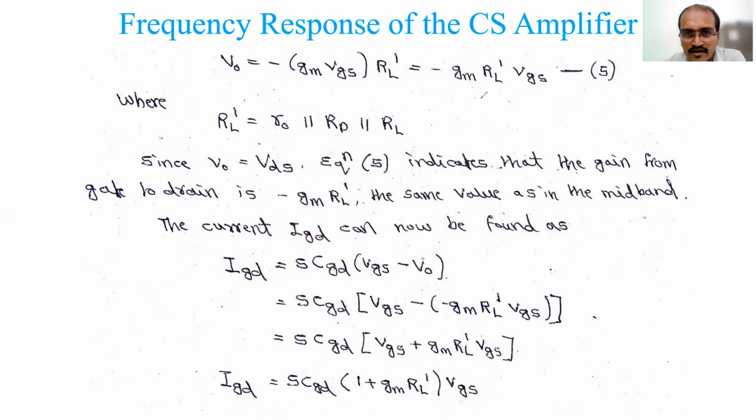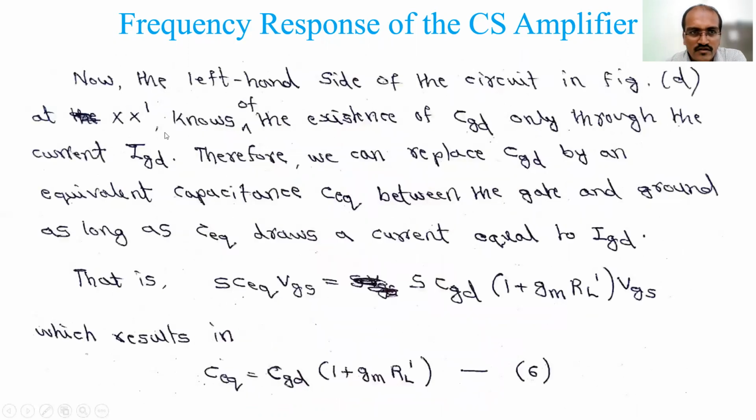Now we'll continue this derivation to get FH. The left hand side of the circuit shown in the figure earlier, at XX dash, knows of the existence of CGD only through the current IGD. Because of that, its existence is only identified by the current we have just derived. Therefore we can replace CGD, the gate to drain capacitance, by an equivalent capacitance named CEQ between the gate and ground.